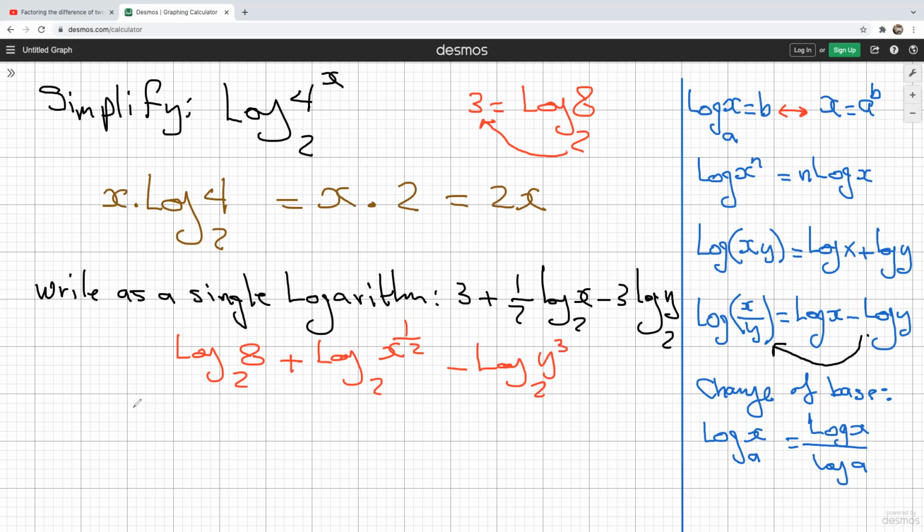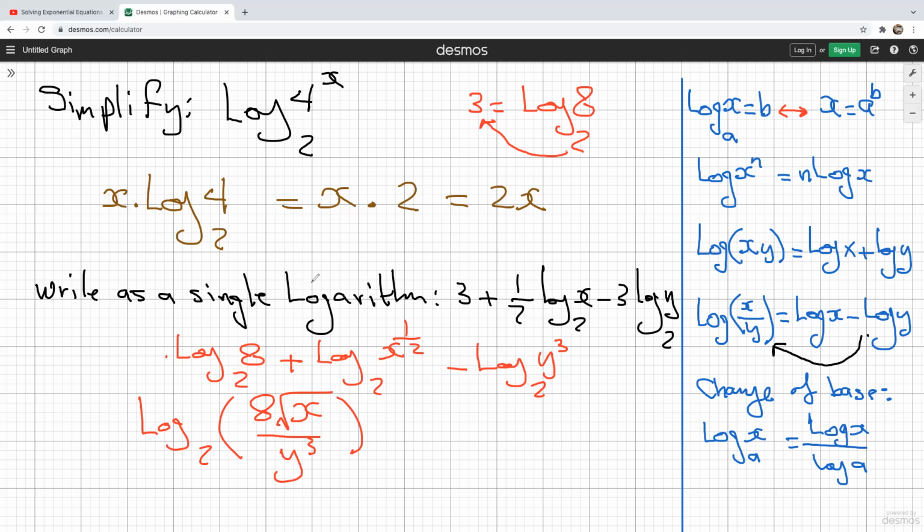Now you could combine, and when you're combining, anything that has a positive in front of it goes on top, and anything that has a negative goes on the bottom. It's easier to combine logs by just thinking whatever is positive, I'm going to put it on top. So the 8 and the x to the power of 1/2, which is just the same as the square root of x, goes to the top. And then the y cubed will go into the bottom, because it's minus. It's obvious because if you're subtracting, you divide, and if you're adding, you multiply.